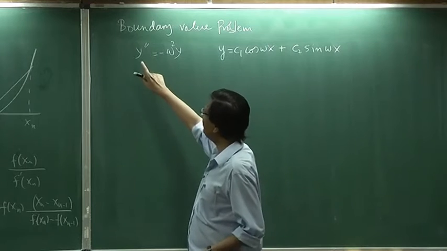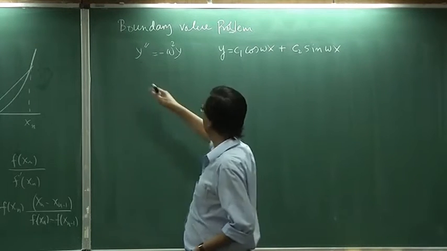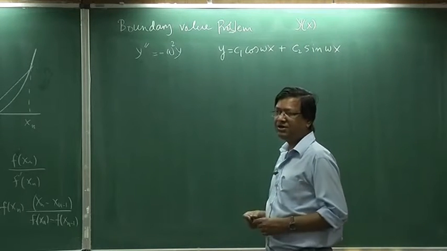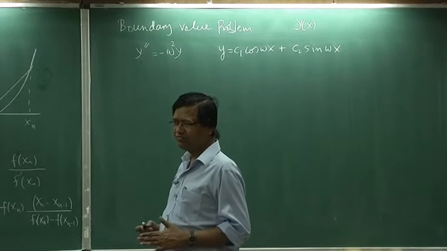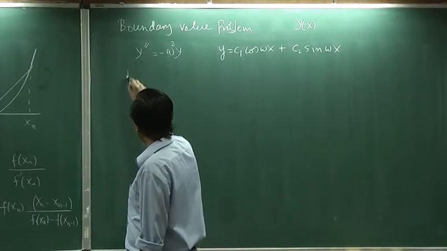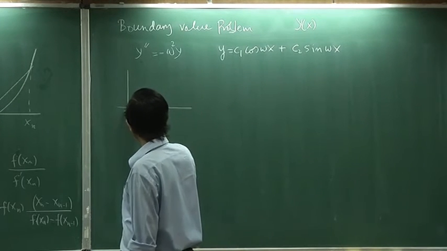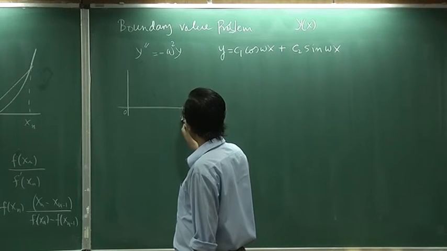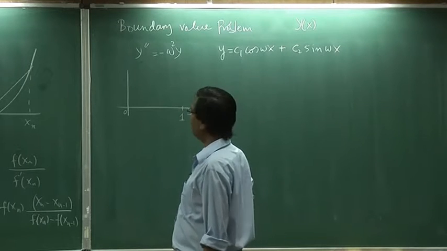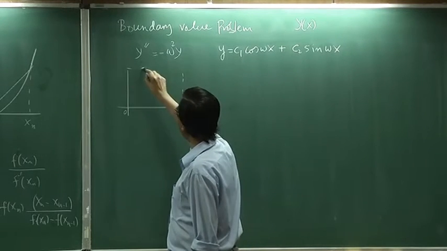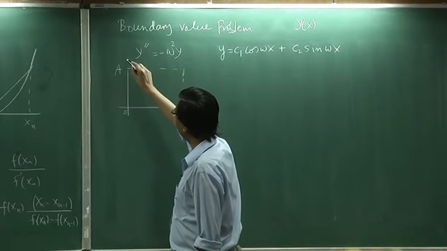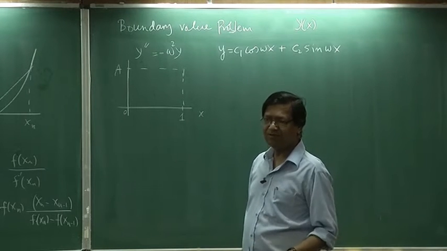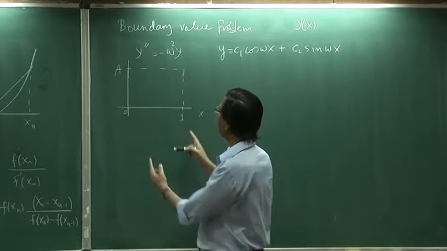Initial condition here could be x equal to 0. So please remember y is a function of x. But I want to give you boundary values. So in this example I will tell you the value of the function at x equal to 0 and the value of the function at x equal to 1. And I tell you that the value of the function at x equal to 1 is a. So it is not an initial value problem, it is a boundary value problem. I give the values of y at 2 points.